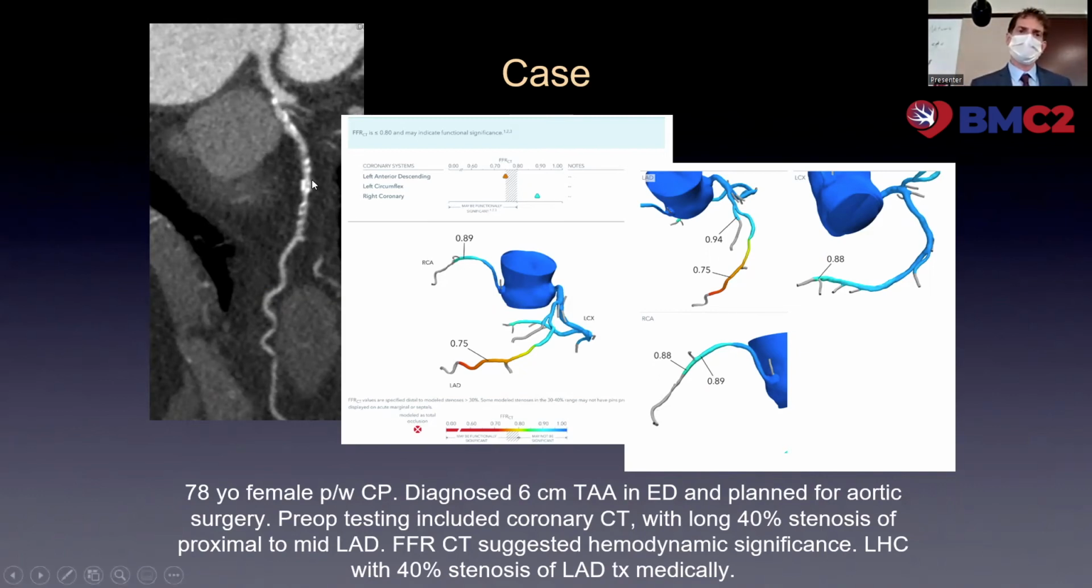But it can be really difficult. If you have a lot of calcium on a CT, it can be hard to know exactly where the lumen is sometimes. So extrapolating and trying to figure out what the lumen is can be difficult.